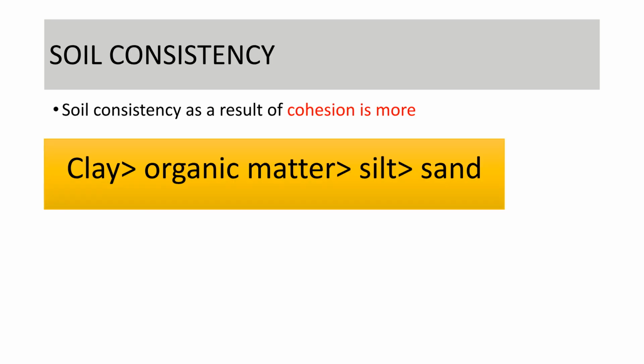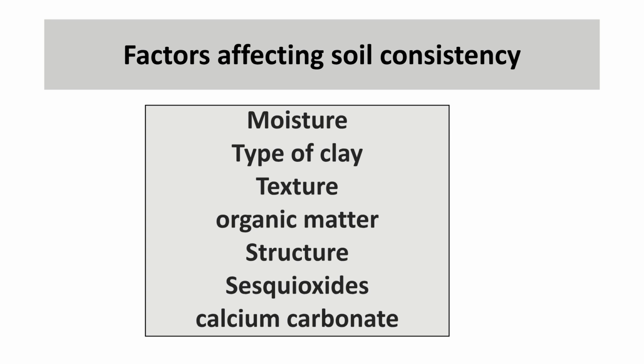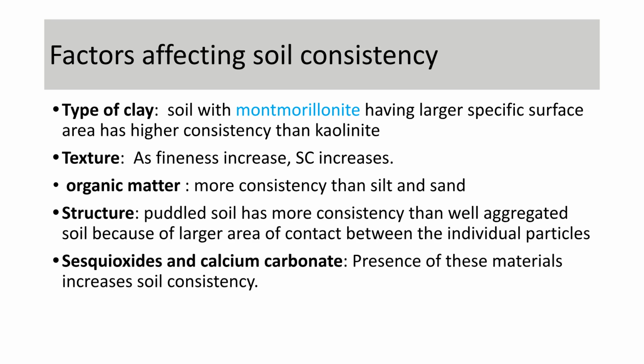Soil consistency as a result of cohesion is highest in clay, followed by organic matter, silt, and then sand. Several factors affect soil consistency, including moisture, type of clay, texture, organic matter, structure, sesquioxides, and calcium carbonate. Montmorillonite clay results in higher consistency than kaolinite. Consistency also increases with fineness and the presence of organic matter, sesquioxides, and calcium carbonate.